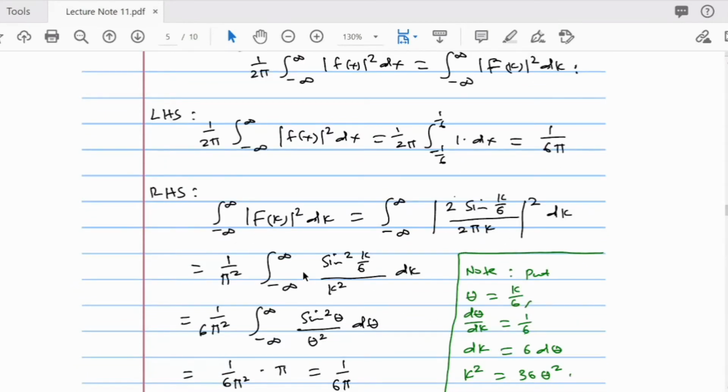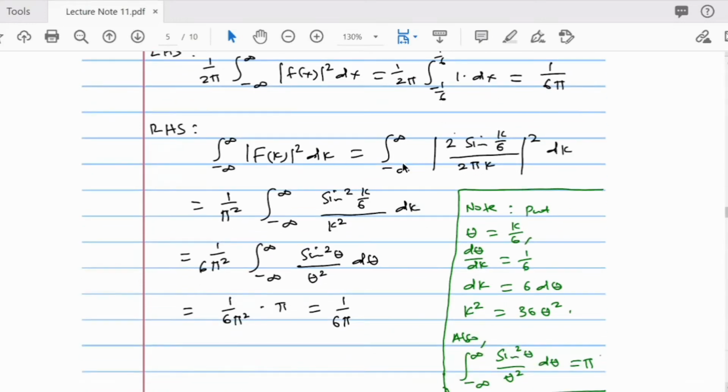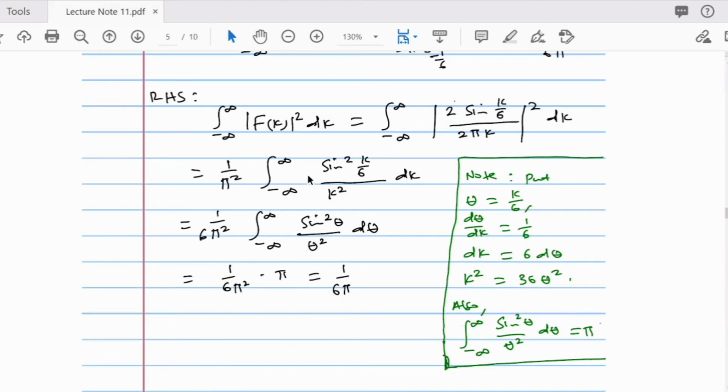If we square it, the 2 cancels, and you have pi squared k squared as the denominator. Pi squared is a constant. You are integrating with respect to k, and because of that, k is not a constant, so you cannot take it outside the integration. It's only pi that is a constant, so you can always take pi outside the integration. This is not straightforward to integrate, so I change my variable a bit. Put theta as k over 6. Then k becomes 6 theta, and k squared becomes 36 theta squared.